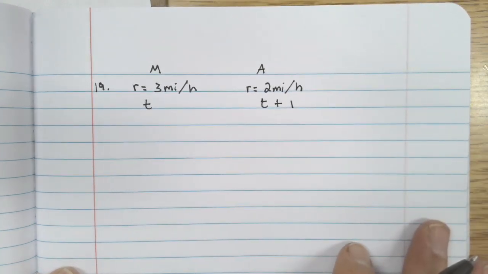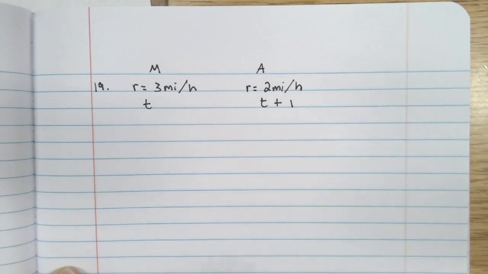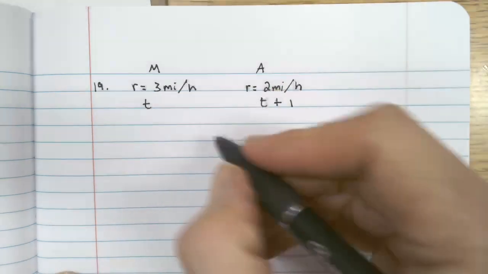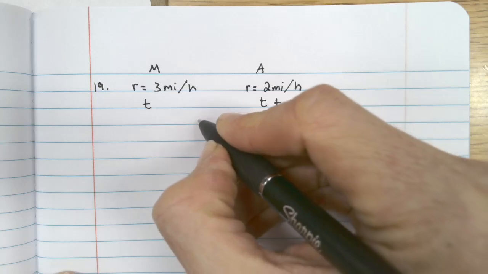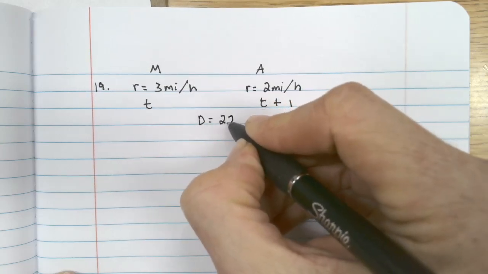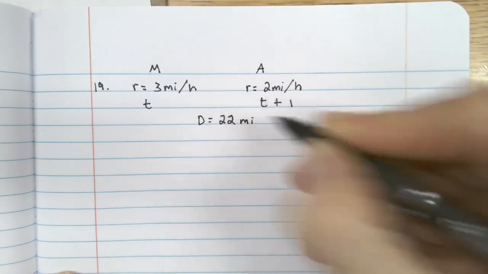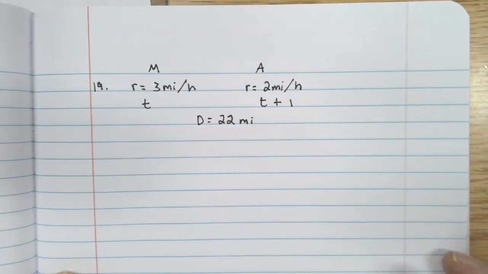And then I'm asked how many hours did they walk in the morning if they walked a total of 22 miles. So here's the distance for both of them. It's going to apply to both of them. The distance is going to be 22 miles. Did I say miles per hour the first time? It's just 22 miles. It's a distance formula. Yeah, distance is in miles.